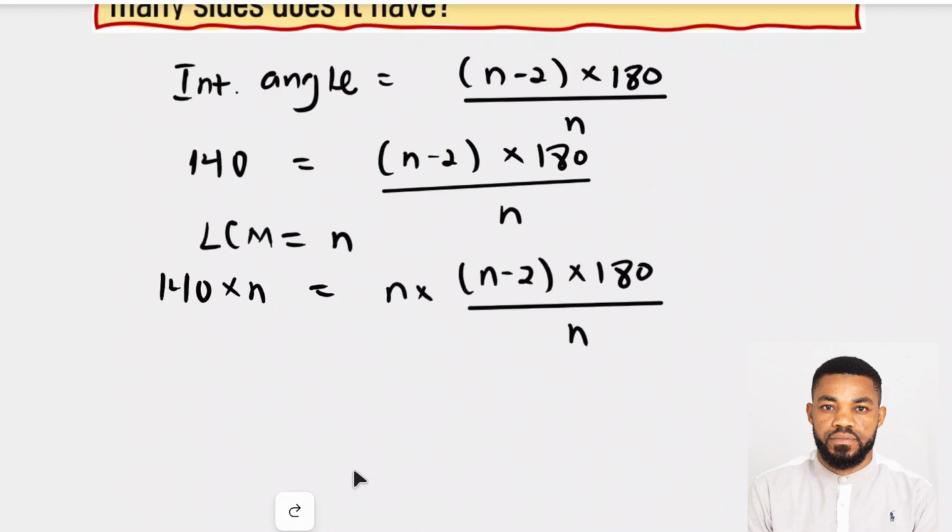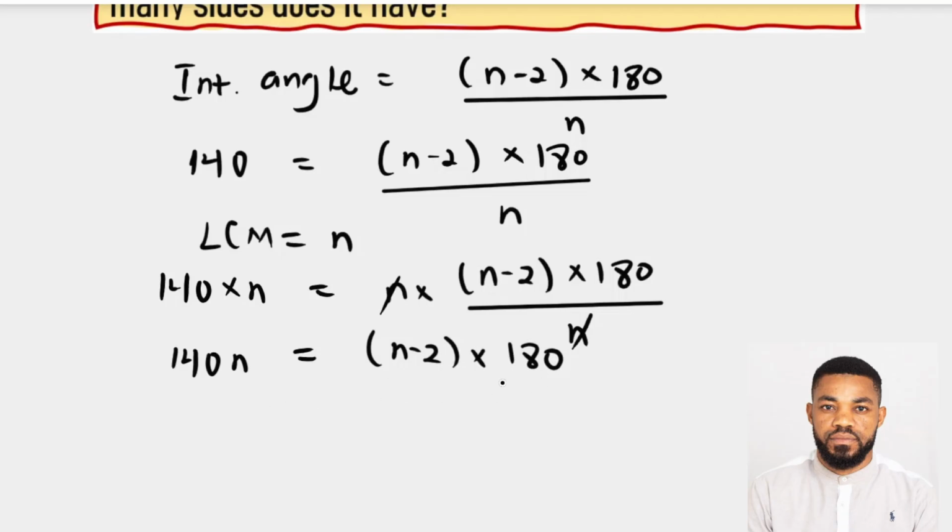So let's move on. At this point, 140 times n will give me 140n, and that is equal to, this n can do away with this n. That is the reason why we multiply by the LCM, so that it can do away with this fraction. So now we have been able to achieve our goal. We have (n minus 2) times 180. So what do we do next?